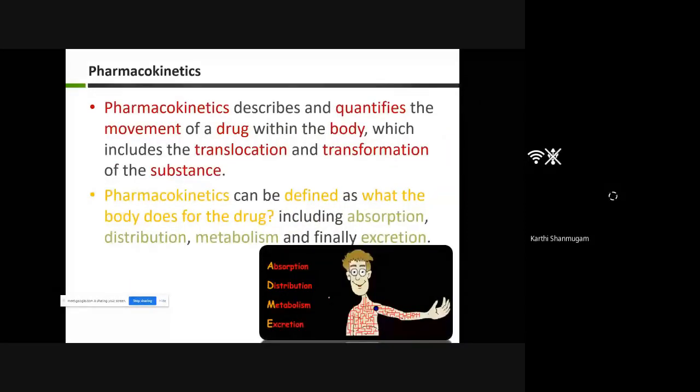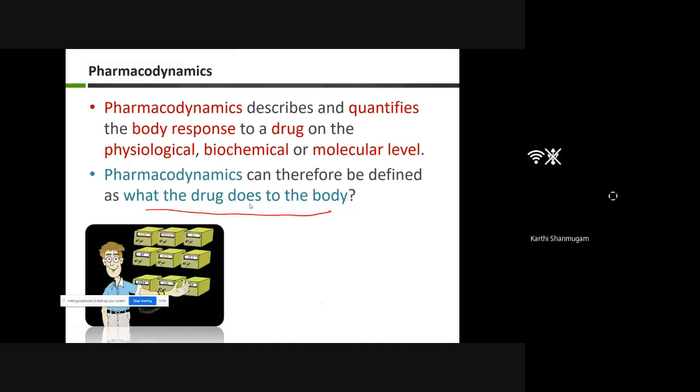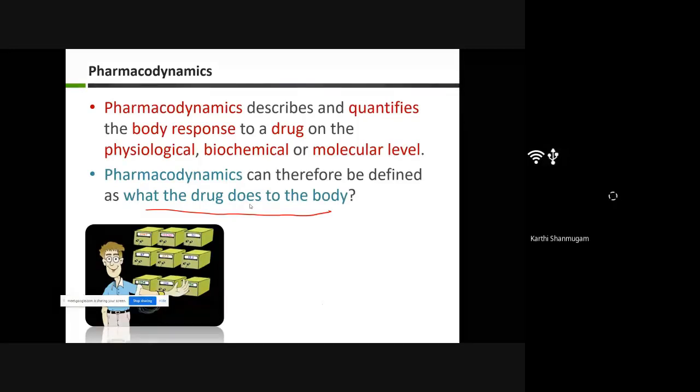Coming to pharmacodynamics, as I said, pharmacodynamics is what the drug does for the body. Once you take the drug molecule for cure, for treating some disease, or if you have some pain or whatever illness, right? So we take some drug molecule, and once you are relieved from that problem, be it a disease or pain, that is what is called pharmacodynamics, what the drug does to the body, right?